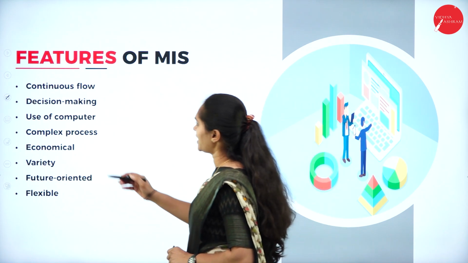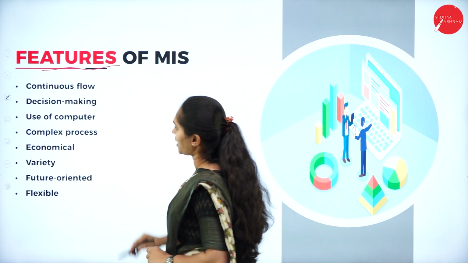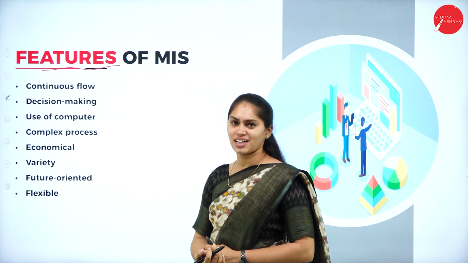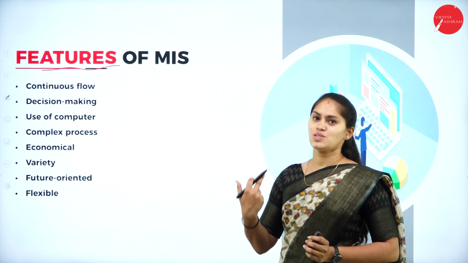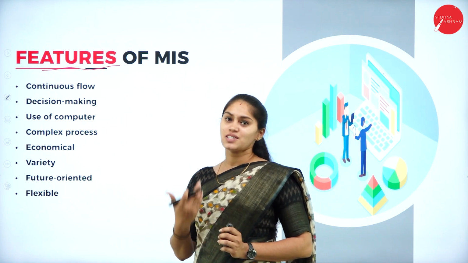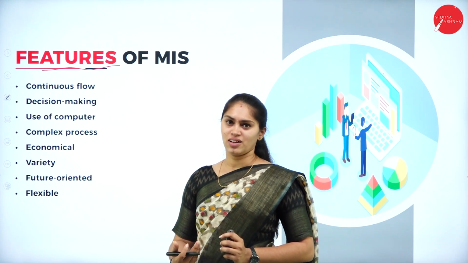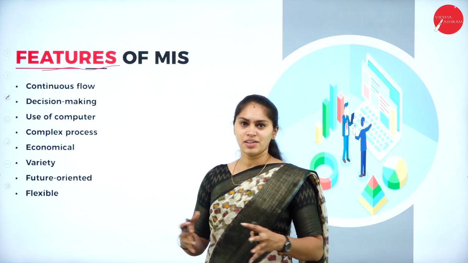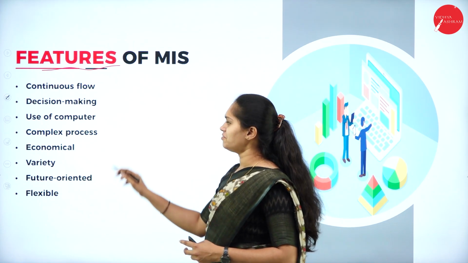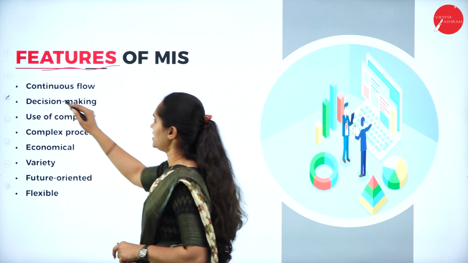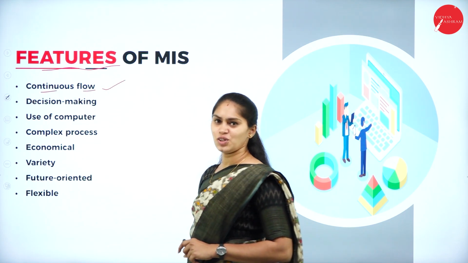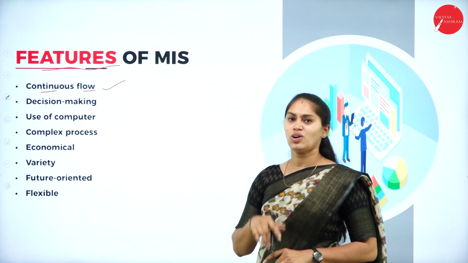We'll see the next thing, that is features of MIS. What are the features it consists of? I got to know what MIS is, its significance, its concept, its objectives, its need, everything. Now we'll see what are the features of MIS. What is the first feature? That is continuous flow. As I told, the market is not a stagnant or a static thing.